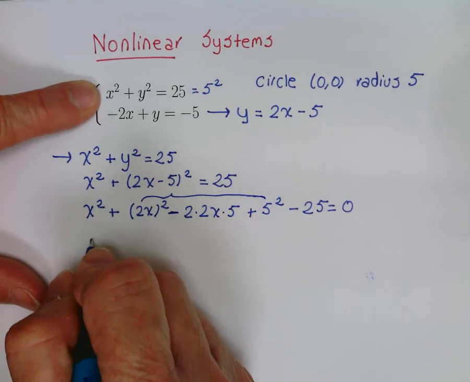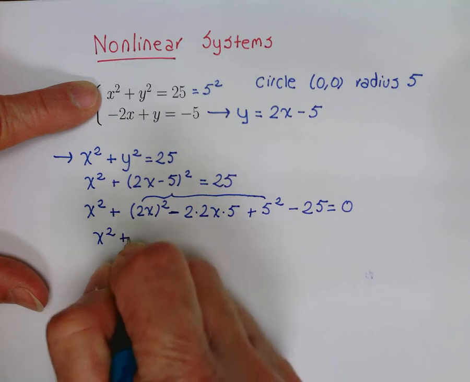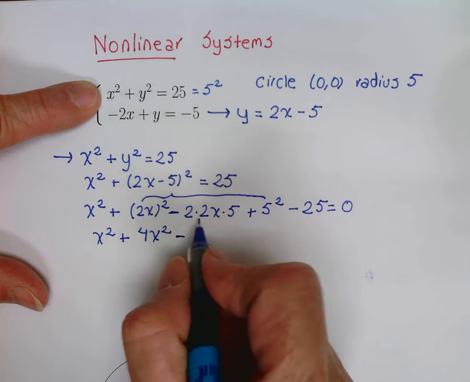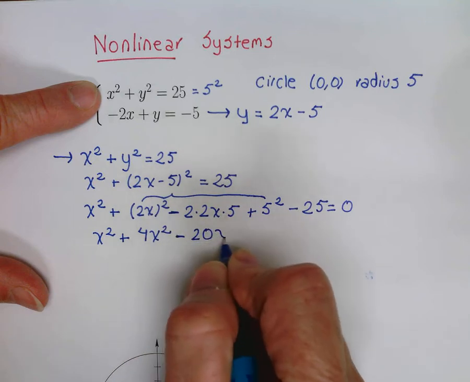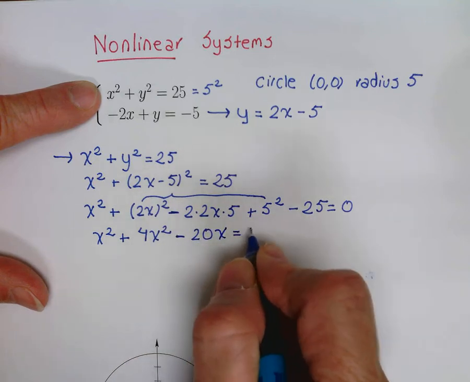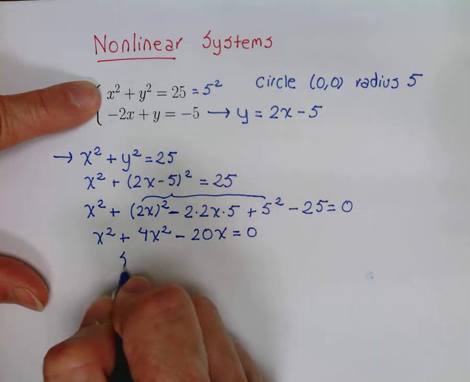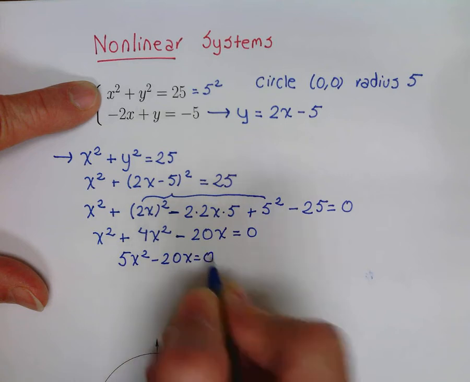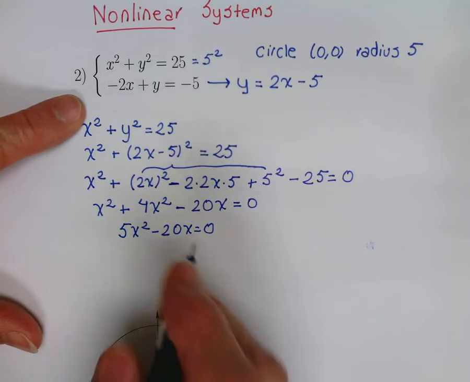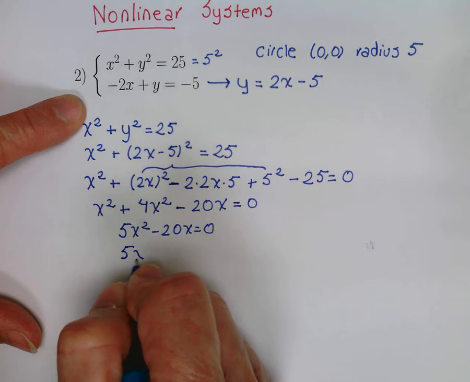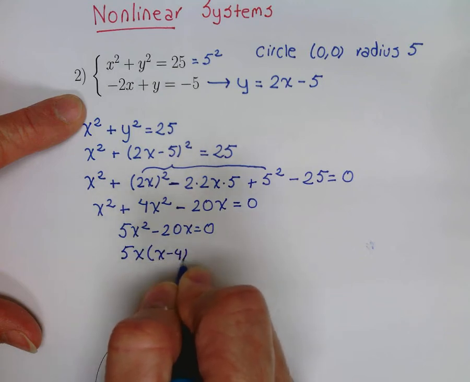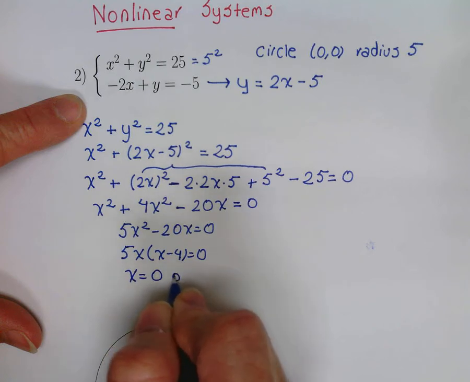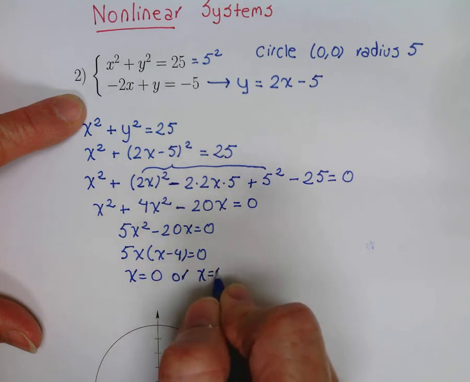All right, so I get x squared plus 4x squared. Don't forget to square that as well. Minus what? 20x. Those cancel. And so 5x squared minus 20x equals 0, and I can solve that by factoring. So it looks like x equals 0 or x equals 4.